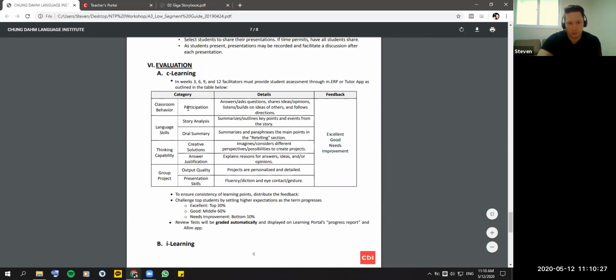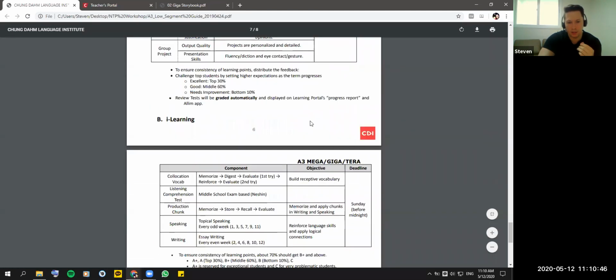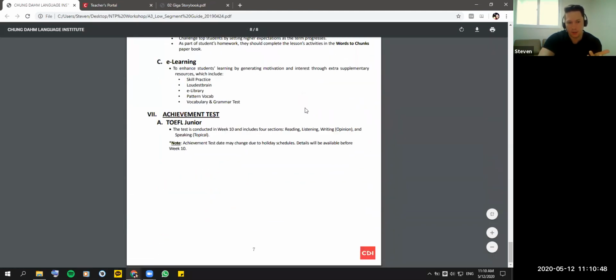Excellent, good, needs improvement: participation, story analysis, oral summary, creative solution, answer justification, output quality, and presentation skills. Consult this whenever you need to grade the students. I don't want to spend a lot of time on that. That should be pretty self-explanatory here. iLearning, we don't need to cover that either.